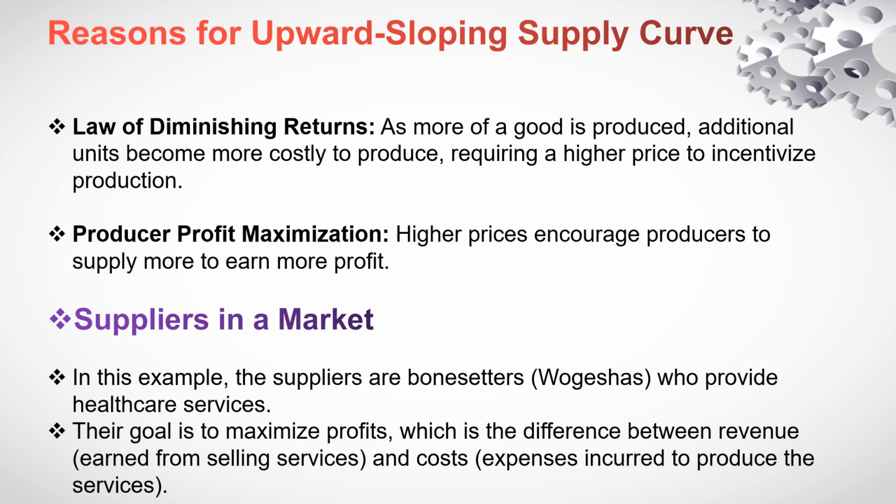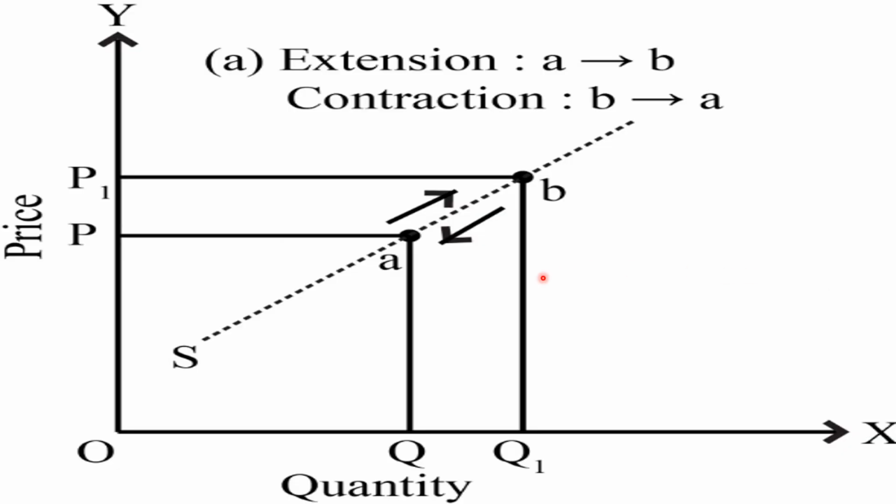Supplier in the market. In this example, the suppliers are bone setters who provide healthcare services, as stated by Vogelhaus. Their goal is to maximize profit, which is the difference between revenue earned from selling services and cost, as in expenses incurred to produce those services. So yes, what are we looking at? On the x-axis, we are mapping quantities. On the y-axis, we are mapping nothing but the prices.